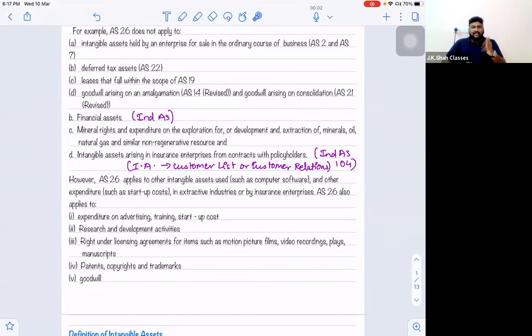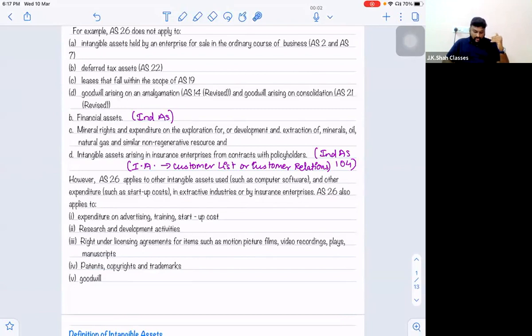Because fixed assets are table, chair, window, air condition, all those are fixed assets. But whatever you pay for consultancy services, you paid some lawyer fees for getting some licenses and all. So those all become what? A startup cost, and it can be capitalized as an intangible asset. Then in extractive industries or by insurance enterprises. Now, technically, startup cost can come in any type of industry. So startup cost is not specific to any particular industry as such.